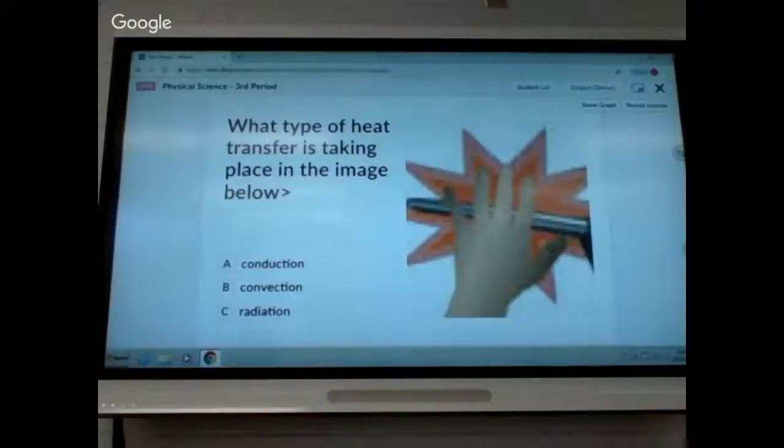All right. So the answer is what? Why is it conduction? It's touching.